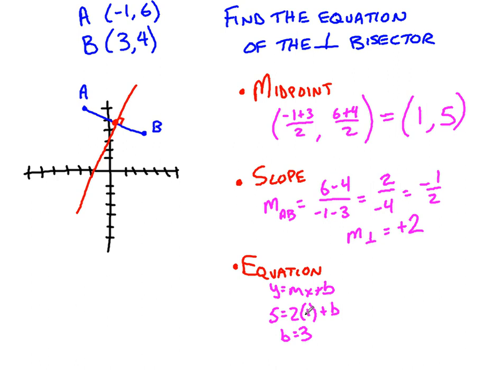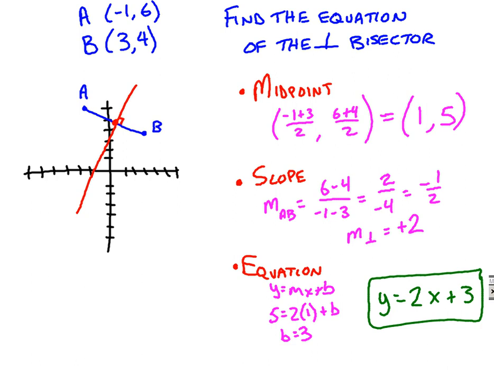So my final equation needs a y, and it needs an x. My slope stays the same as 2, and my b value I just found. Y equals 2x plus 3 is the equation that I want. And that's how we do these problems with these perpendicular bisectors.